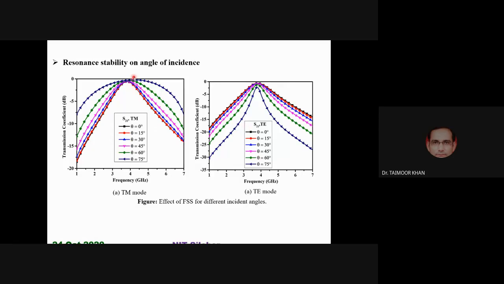If we see, this peak is very much important for us. That is similar to what we got in the previous case, that it is not going to change, but the rest of the parts are changed. Ultimately the resonance peak remains stable here at different angles of incidence.